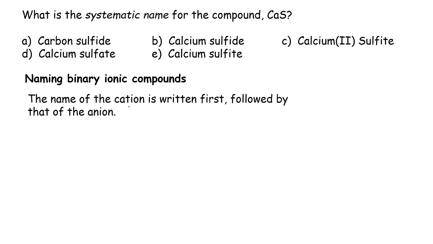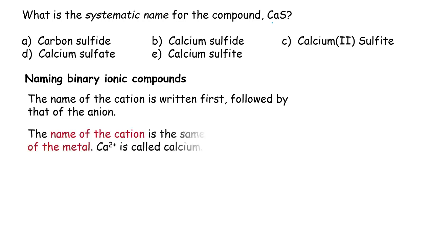The name of the cation is written first, followed by that of the anion. So which means in this case, we have to write the cation's name first, whatever it is. Now, the name of the cation is the same as the name of the metal. For example, we have calcium 2+ here, but we simply call that calcium, you see? So calcium 2+, we simply call that calcium, okay?